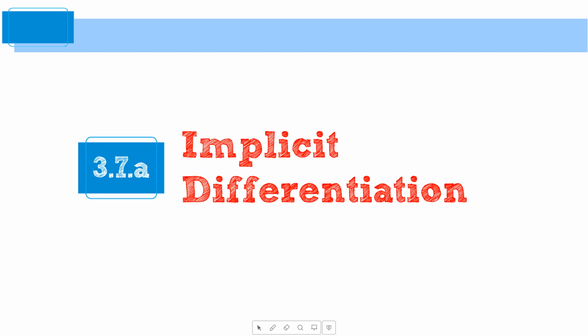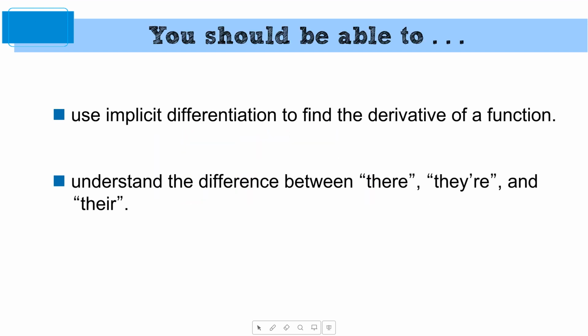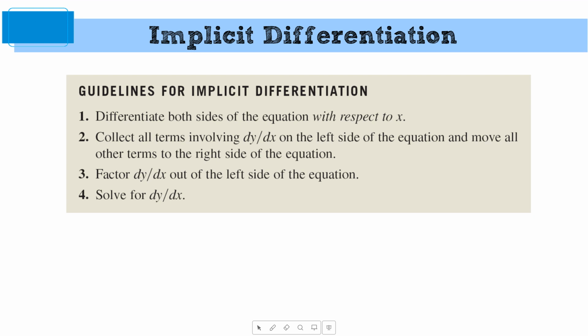Okay, and then today, please, make sure you know the difference between those three things. It drives me crazy. Okay. There, and there. Yes? Yep. Good. All right, so here we go.